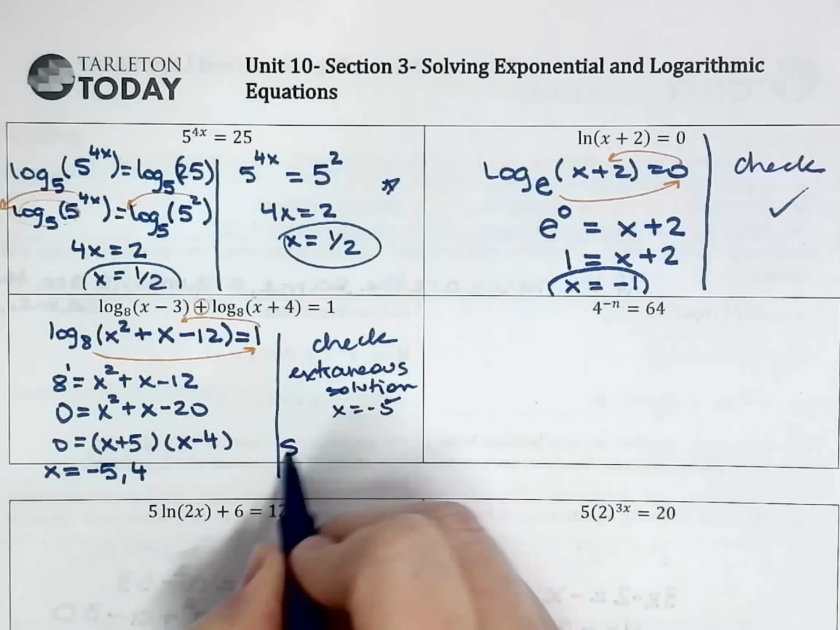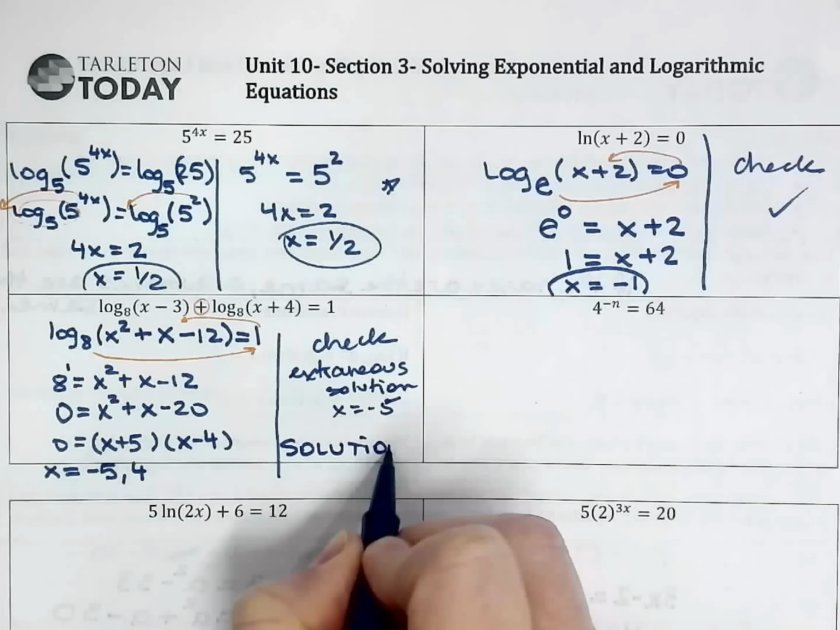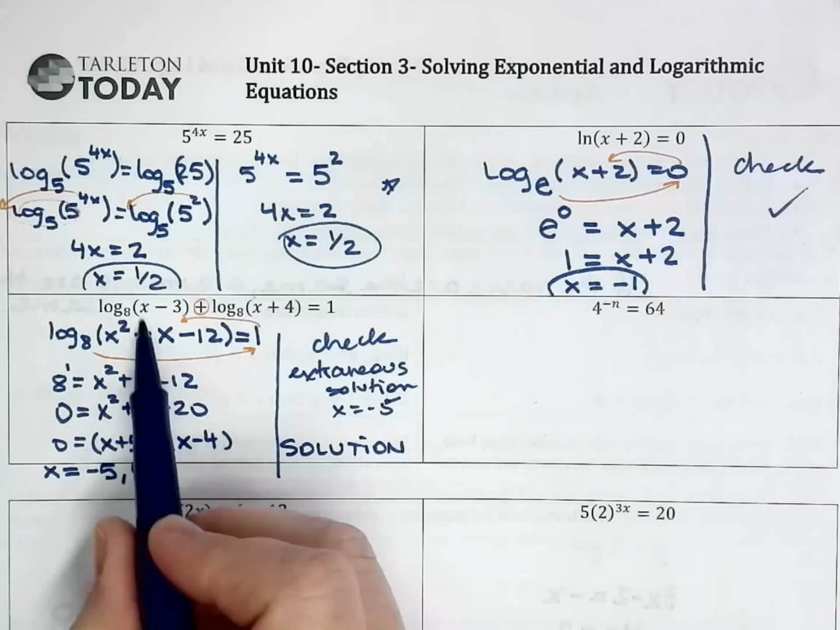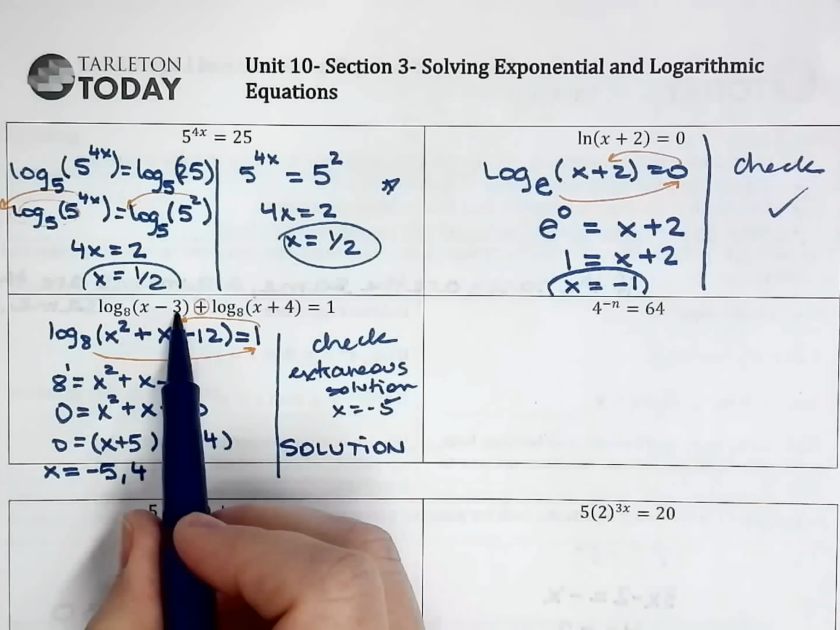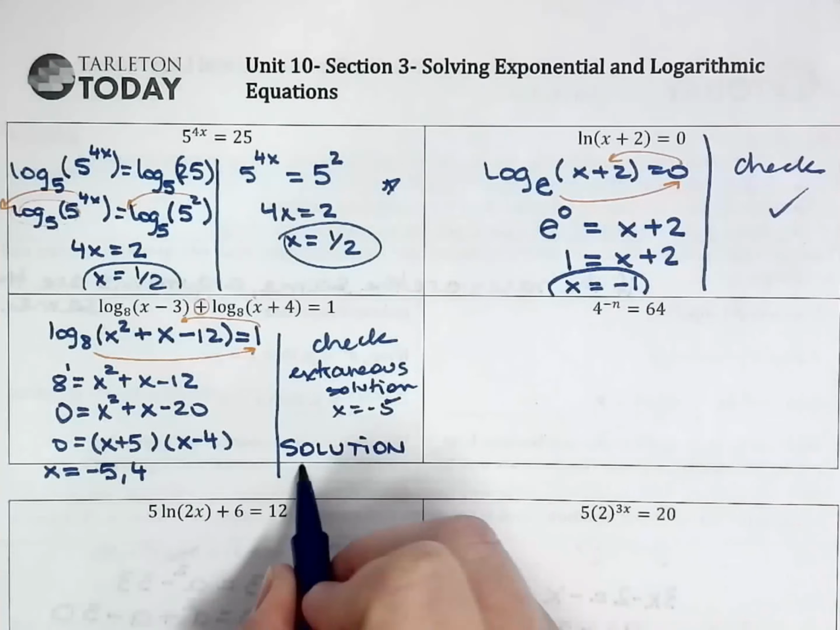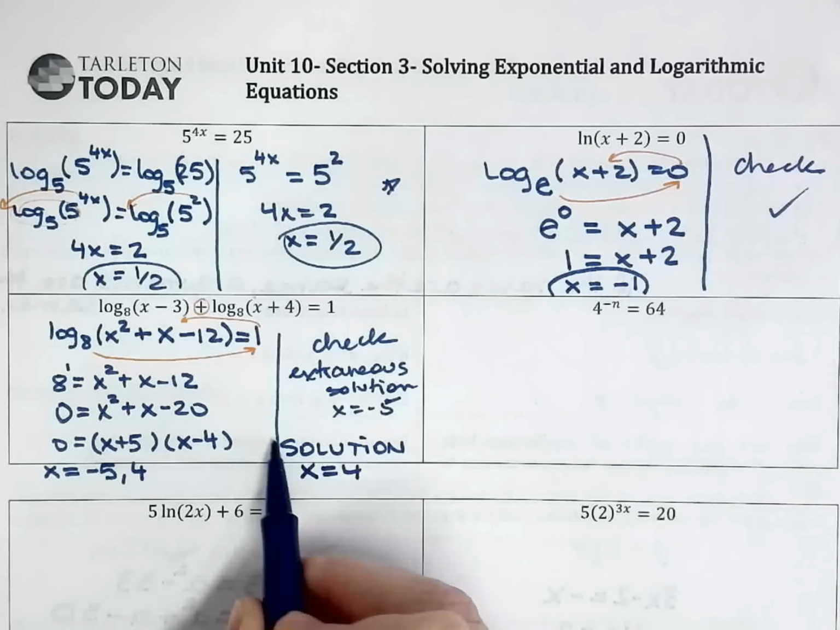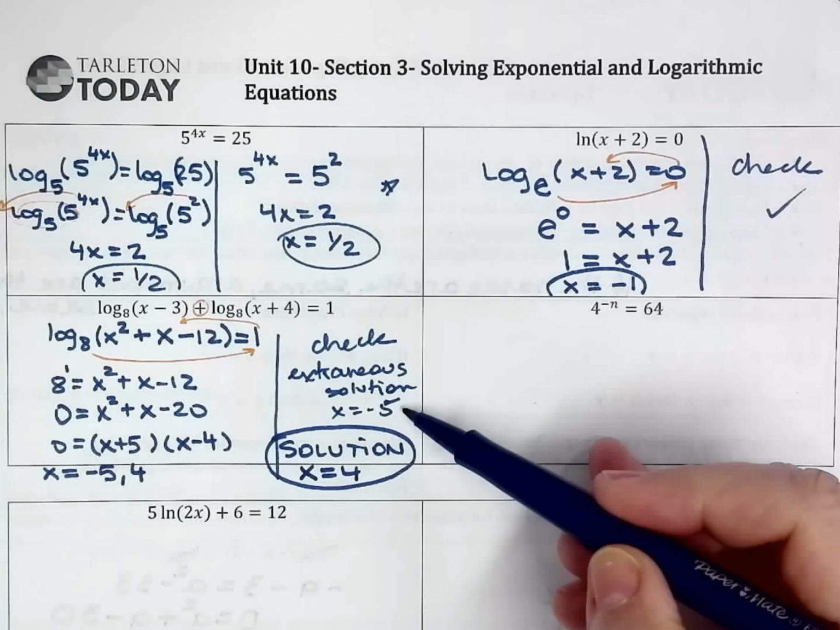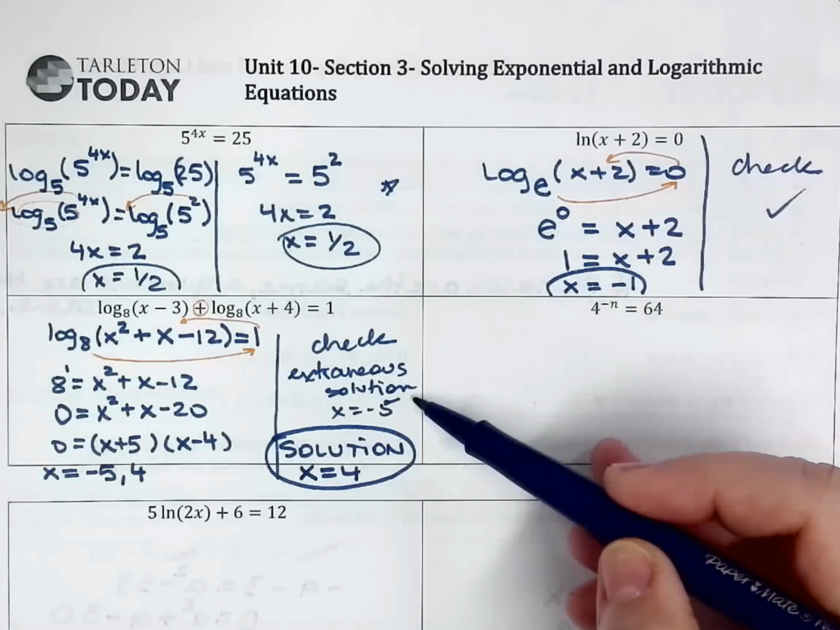Okay, now the real solution, let's see if 4 checks. Sometimes neither will check, like we saw at the bottom of page 1. So if I plug in 4 right there for x, I have 4 minus 3, that's positive 1. So the real solution here is x equals 4 because this was the one that checked. This one didn't check, therefore extraneous solution.